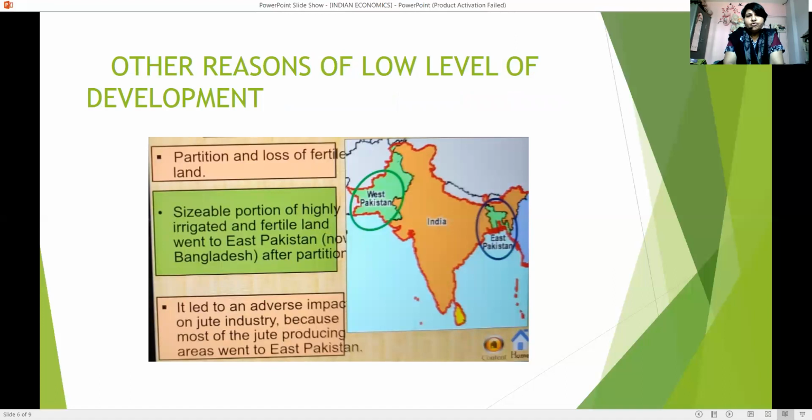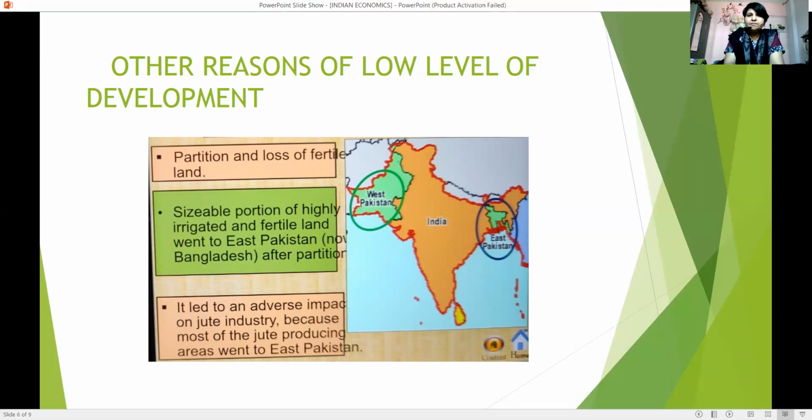There were a few more reasons for the low level of development. What were those? On the eve of independence, we know that India got independence on 15th August 1947, but with the partition India was divided into two parts. One was Pakistan, and the next was India.